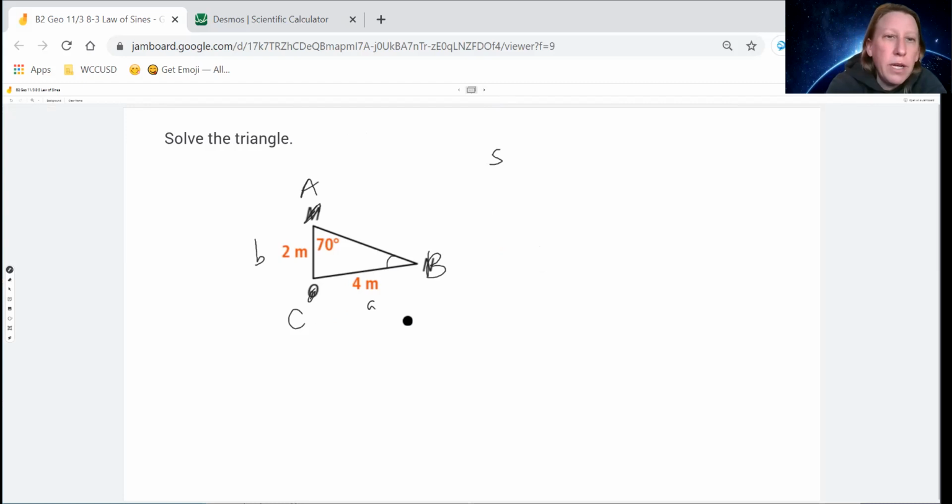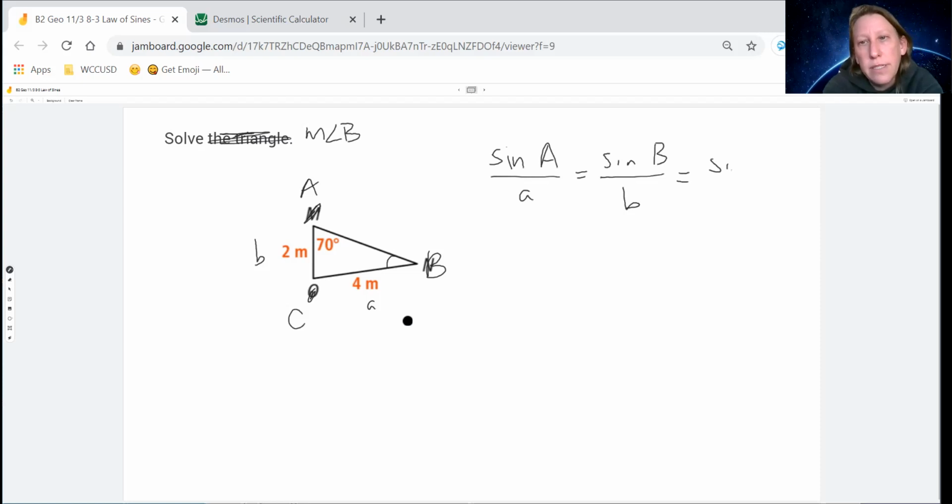For right now, I'm not going to solve the triangle. I'm just going to solve for the measure of angle B, or N, or whatever we want to call it. Okay, so I'm going to set it up. The sine of A over A equals the sine of B over B. This is called the law of sines. It says that the angle size has a strong relationship to the length of that side. The angle gets bigger, the length of the side gets bigger; the angle gets smaller, the length of the side gets smaller. There's a really strong relationship there. So I'm going to do the sine of a 70-degree angle over 4.